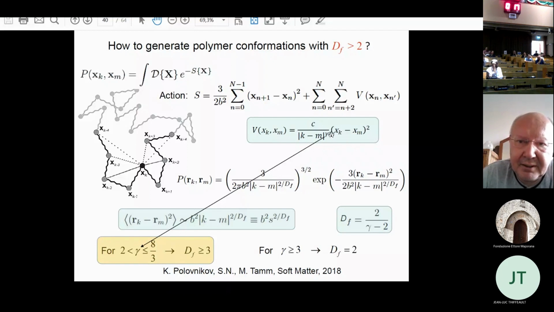And if the exponent is larger than 3, then we end up with the fractal dimension 2. For any gamma larger than 3, we have a fractal dimension of the structure equal to 2. So it's interesting that even if you have a power law, not exponential, but power law memory along the chain, which decays sufficiently fast, then you reproduce polymers with a fractal dimension 2.